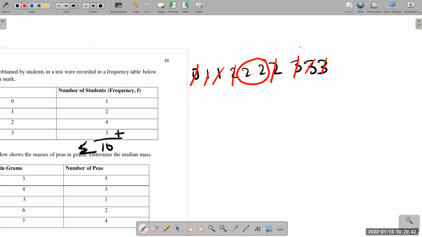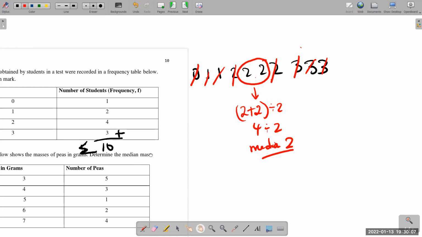Now, there's a chance that it could have been another number. Luckily for us, we know that what is in between 2 and 2? Between 2 and 2 is just 2. And let's work it out, you see. 2 plus 2 divided by 2. 2 plus 2 is 4. And 4 divided by 2 is 2. So that means the median is 2.